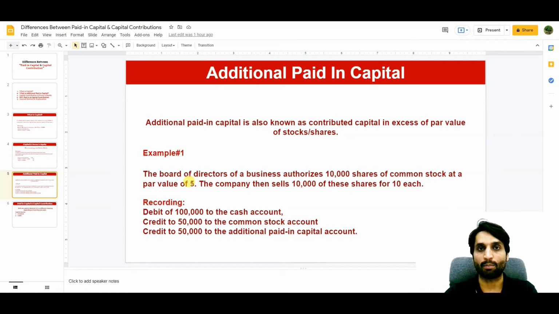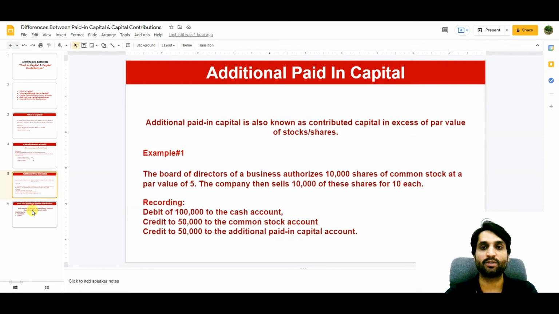The par value was 5, so the authorized capital with the common stock was 50,000, and what the company earns from these stocks is 5 more on each, like 50,000 more. As long as the share price increases in the stock exchange, this additional paid-in capital will increase over time. So this is the additional capital concept, guys, of how it is increasing and how it is decreasing. Sometimes the stock price decreases and sometimes it increases, so the additional paid-in capital will decrease and increase by that value.